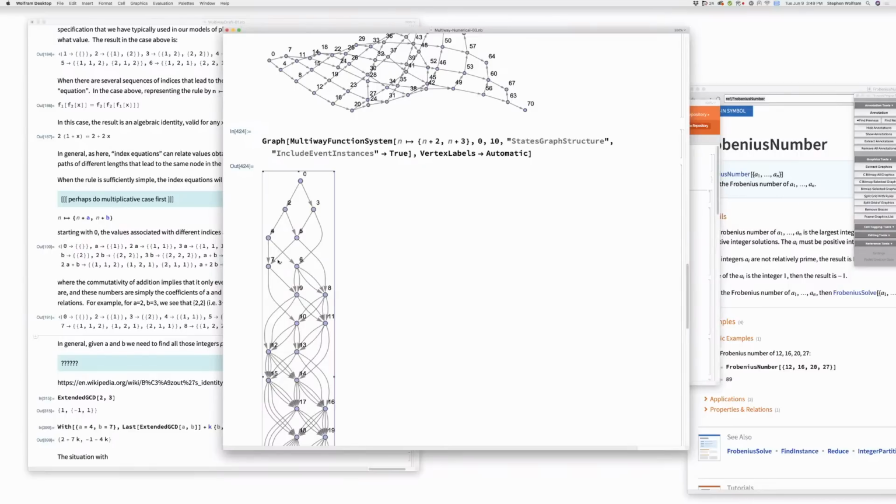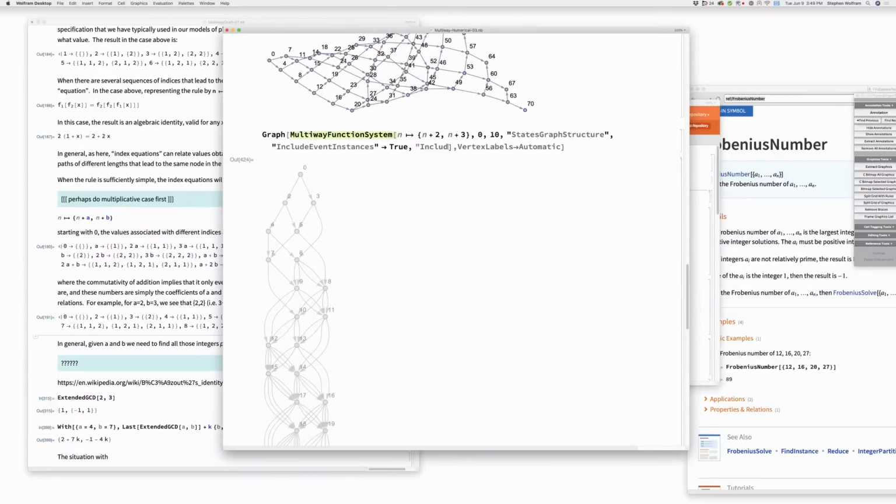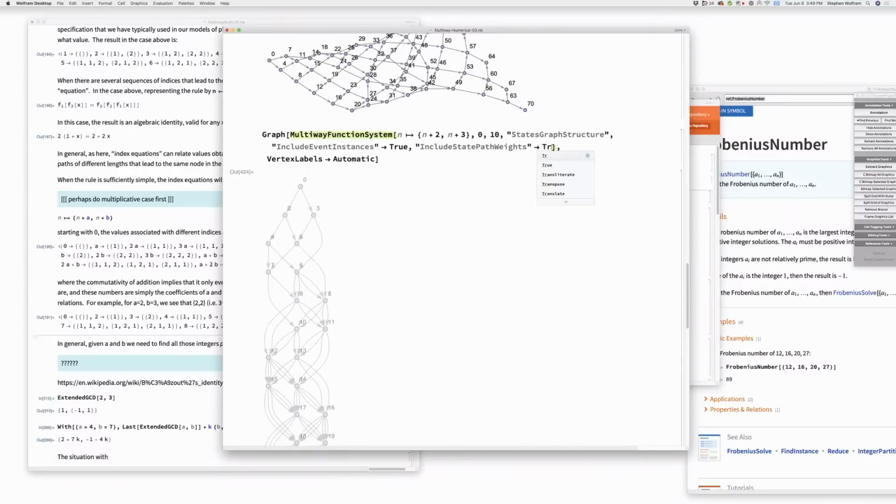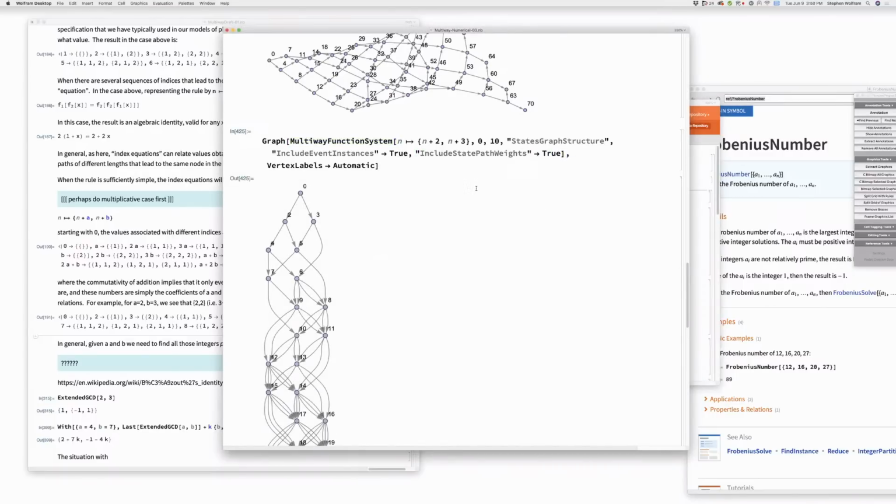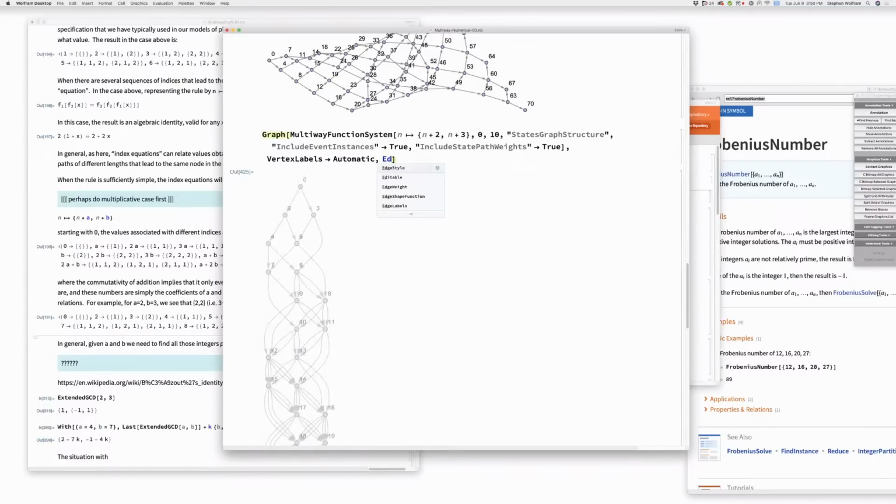Why are we not including state path weights? Well, we could do that. What's it called? Include state path weights. Is that right? Mm-hmm. And how do we display them? Vertex label goes to... No, edge label. Or, well, path weights. Vertex label goes to vertex weight.